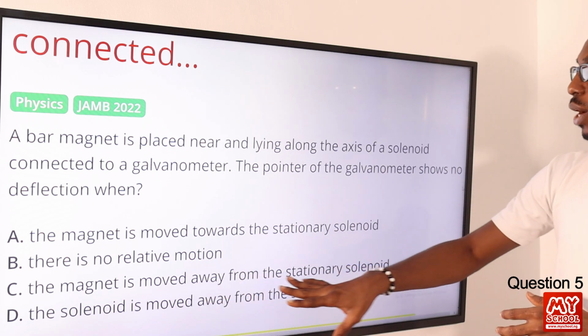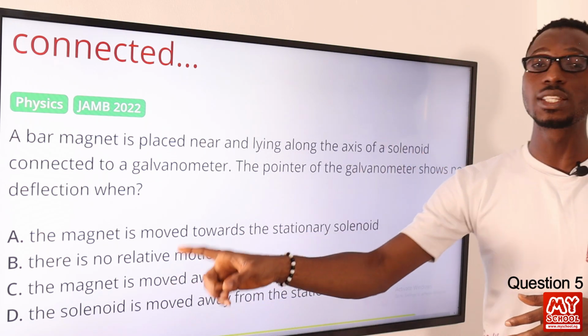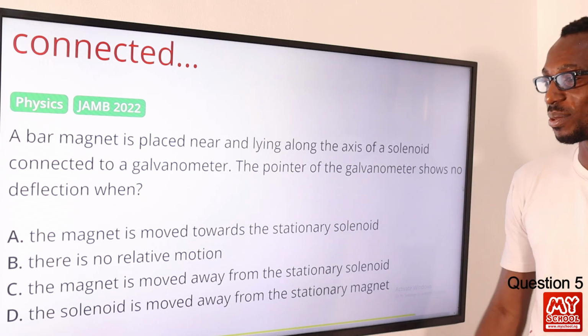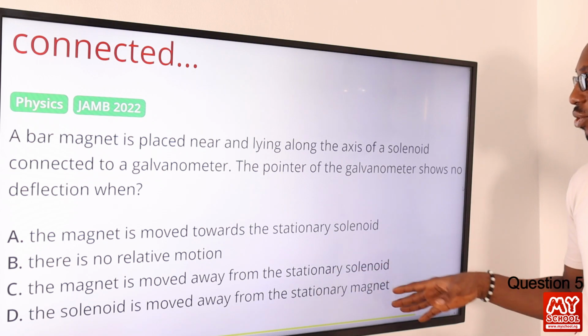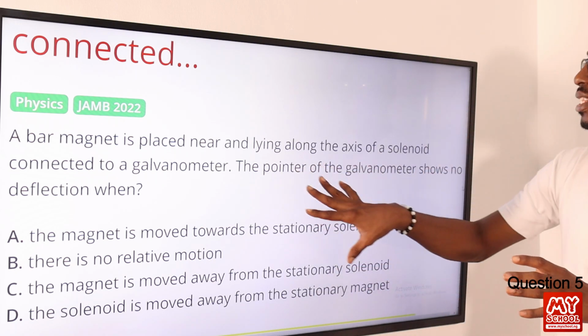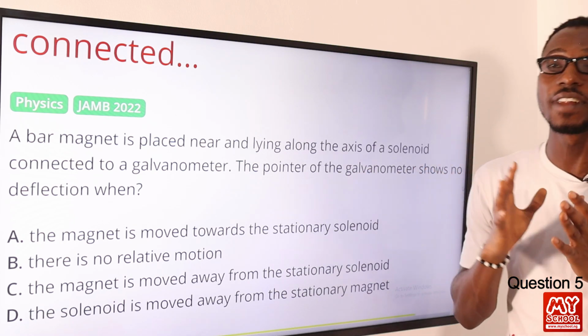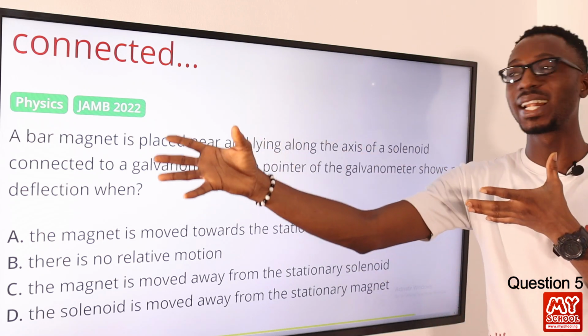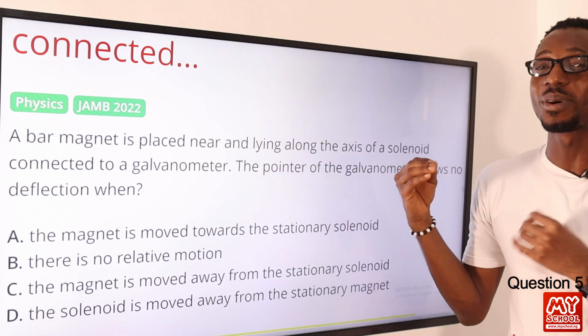The magnet is moved away from the stationary solenoid. When the magnet is moved away, you will notice deflection in the opposite direction. Do you see that now? Or the solenoid is moved away from the stationary magnet. So the correct option is option B. The pointer of the galvanometer shows no deflection when there is no relative motion between the bar magnet in this context and the solenoid. So option B is the right option.